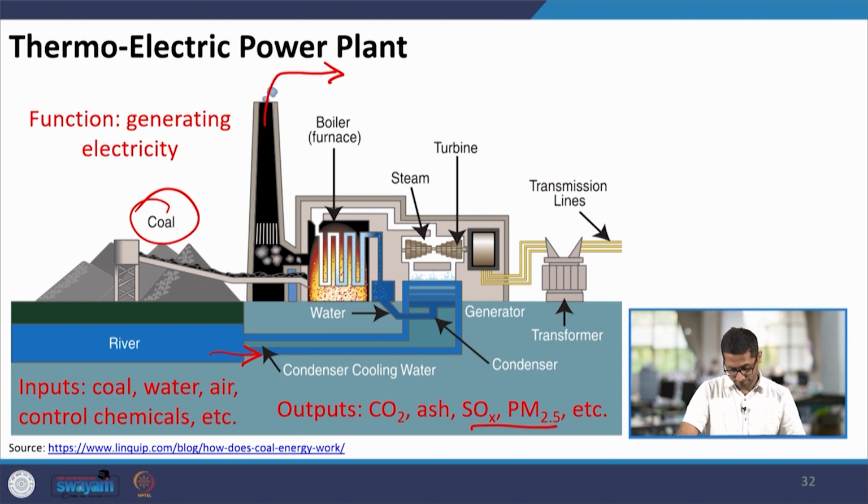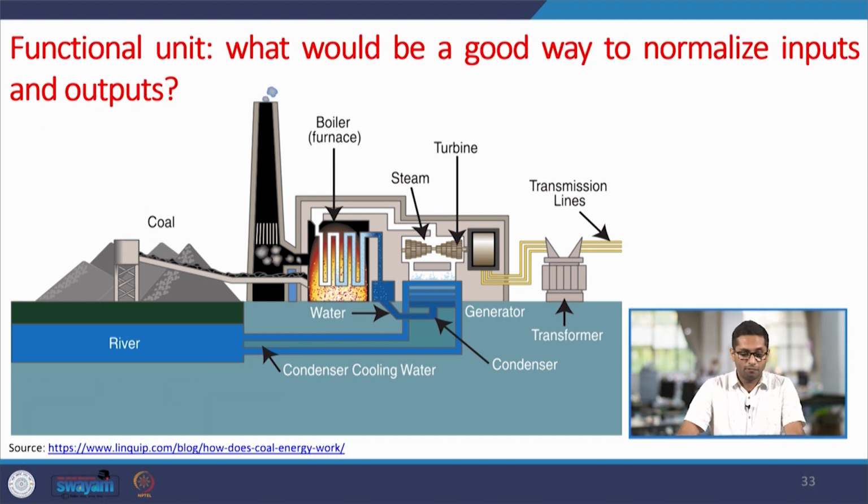So there could be a different variety of inputs and outputs for this rather typical coal-based power plant. If I was to ask what would be a good function unit that could help normalize all the inputs and outputs, well, there could be many choices. People can say maybe 1 ton of coal, 1 million cubic meters of water, a million tons of ash, or 1000 kgs of CO2 that is produced. But one of the most typically used function units could be 1 kilowatt hour of electricity, because that is the primary function of this power plant.